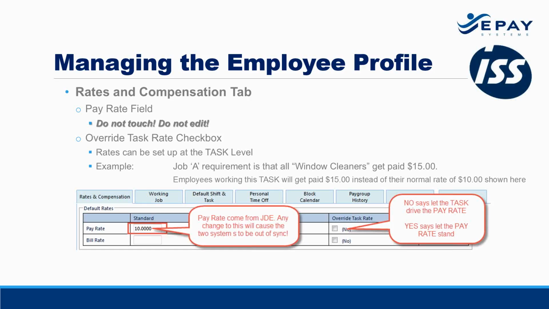So if we choose no, the system is always going to go based on the task rate, if there is one. If there isn't a task rate, then the pay rate here of $10 will take precedence.